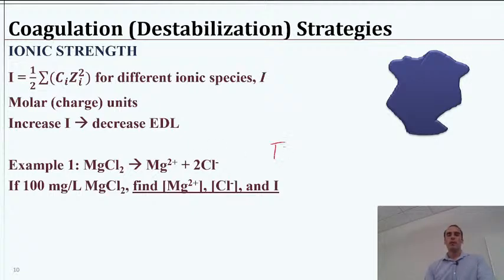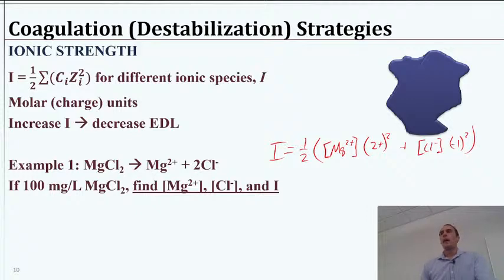So when we calculate the ionic strength, what that will look like is 1/2 times the concentration of magnesium times its charge, which is 2+, squared, plus the concentration of chloride, Cl-, times its charge, which is -1. Squaring it gets rid of the negative, which is quite nice. And that will give us our answer. So all we really need to do is to be able to calculate the concentration of the magnesium and the chloride.